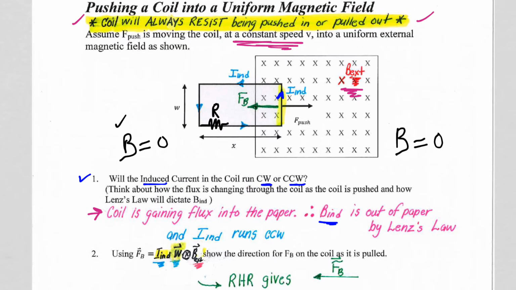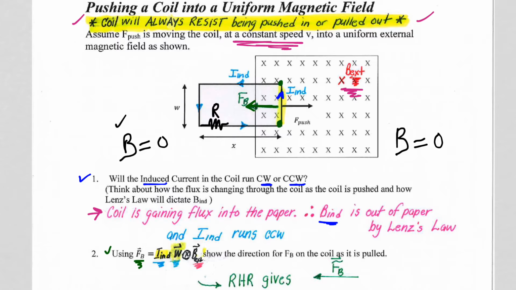All right, so we said that the coil will always resist being pushed in or pulled out. I have here pre-annotated that the force is going to be to the left, but let's understand all the forces acting on the coil based on the magnetic force, which is IL cross B. It turns out the only region of the wire that's actually going to contribute to affecting the overall motion is the highlighted region here.